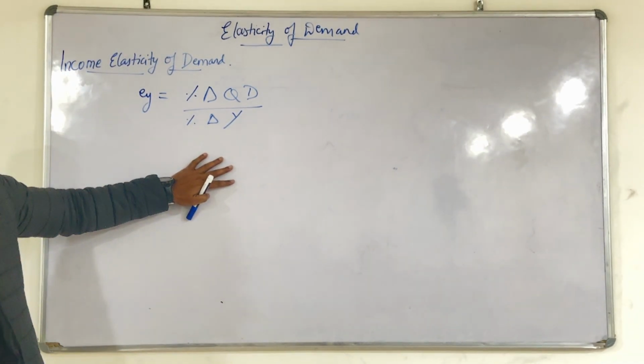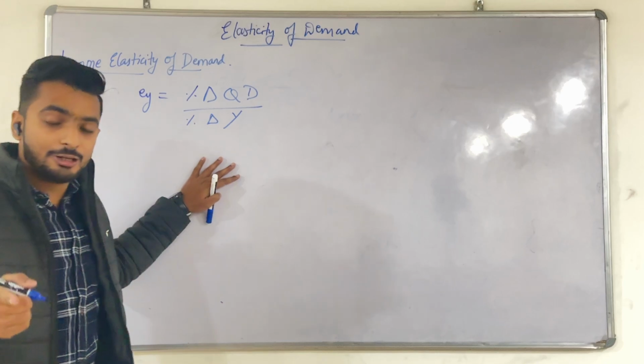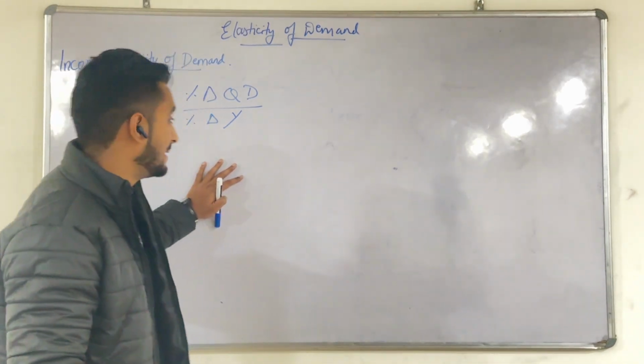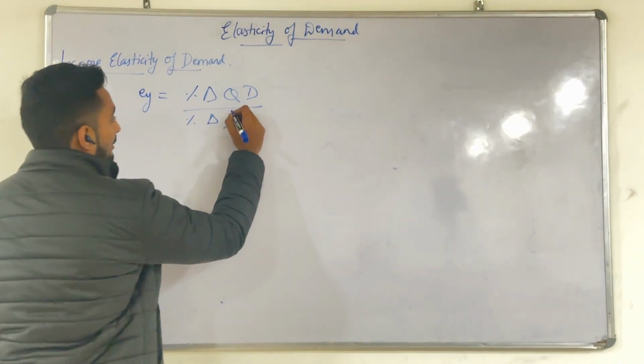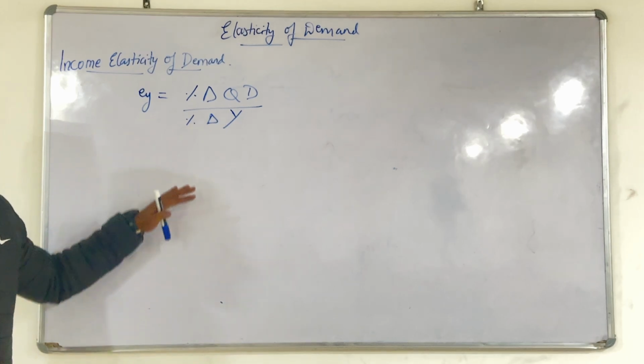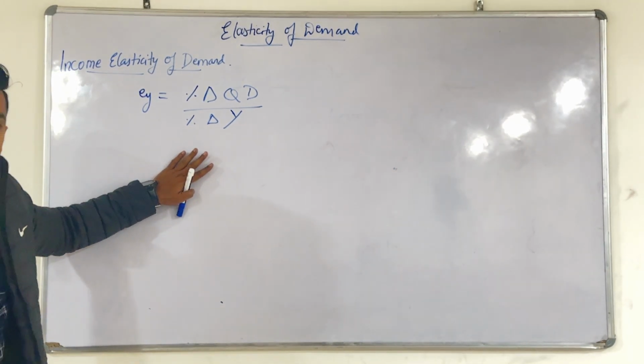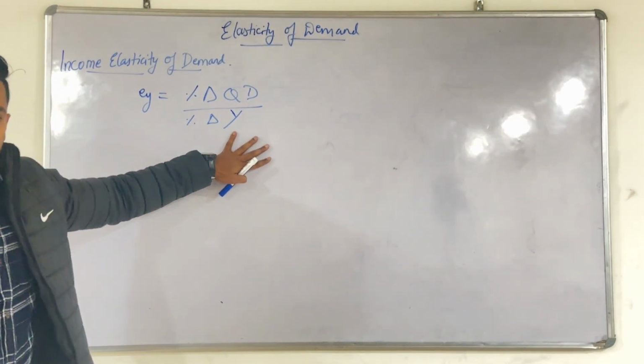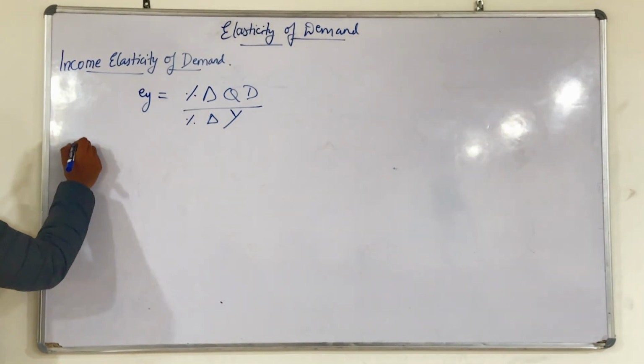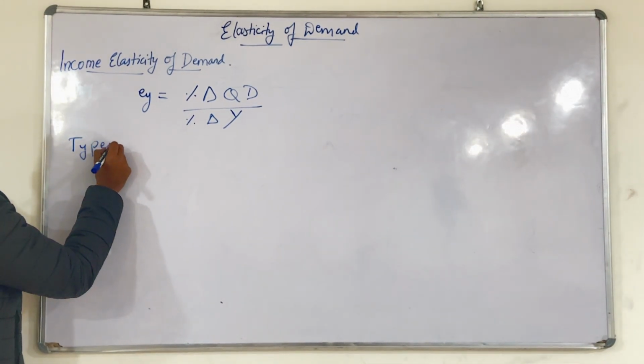Because in price elasticity, we write the percentage change in demand to the percentage change in price. But in income elasticity, we write the percentage change in demand to the percentage change in income. In economics, we define income as Y. Now, there are three types of income elasticity.